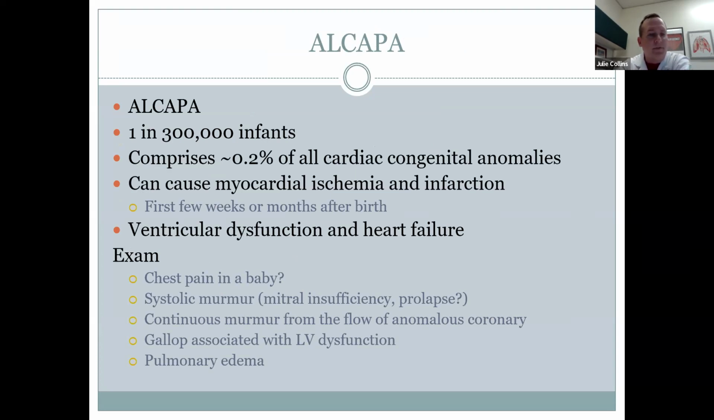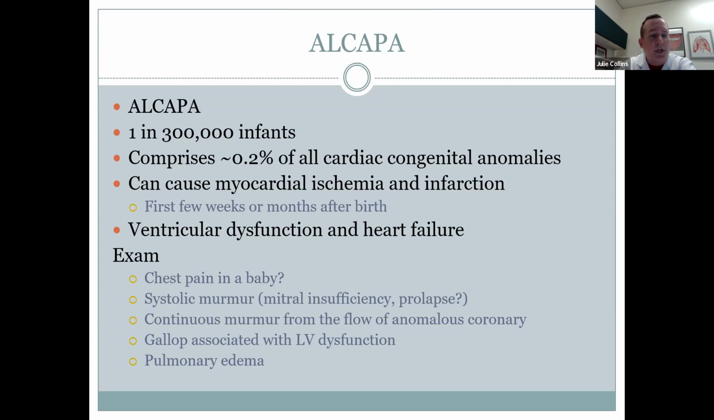ALCAPA, anomalous left coronary artery arising from the pulmonary artery, is rare. It's 1 in 300,000 infants, comprises about 0.2% of all congenital anomalies, and can cause myocardial ischemia and infarction within the first few weeks or months after birth. And because you have a left coronary artery coming off the PA, it's very common to have ventricular dysfunction and heart failure. So how do we know if a baby's born with an anomalous left coronary artery arising from the PA?